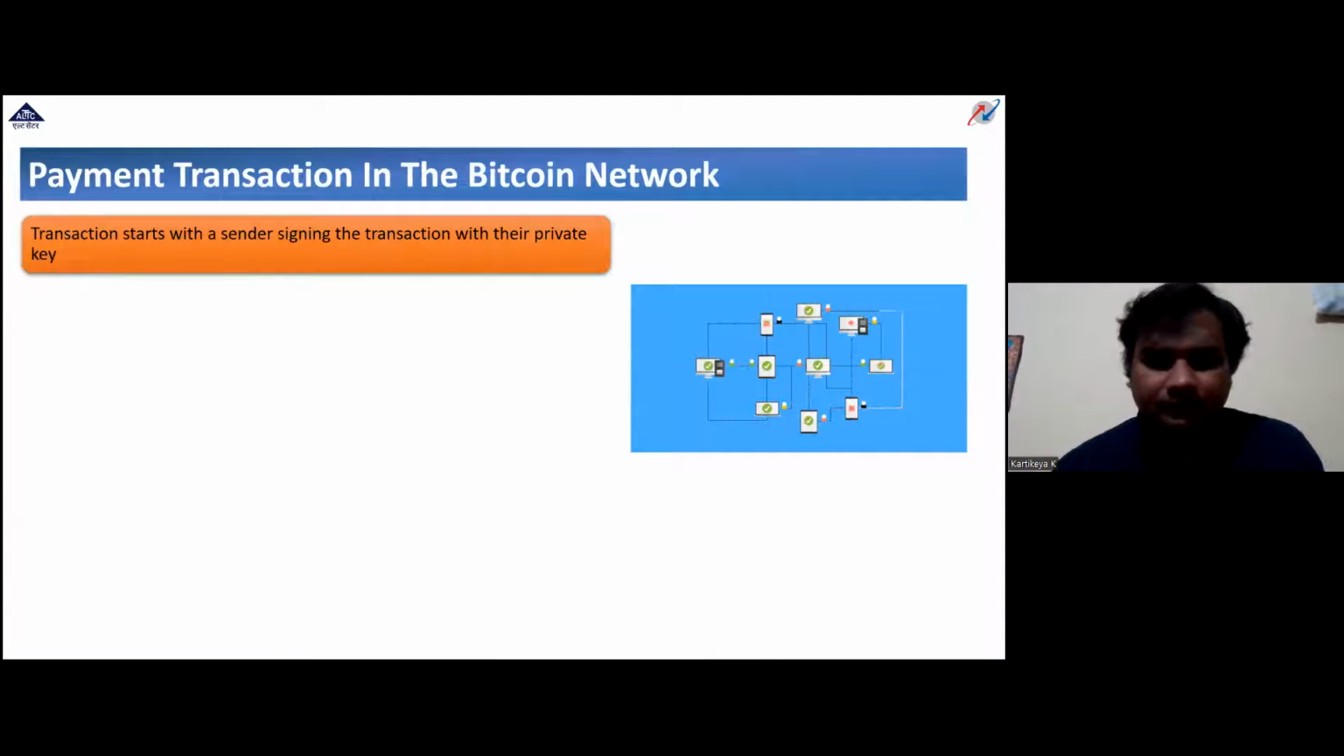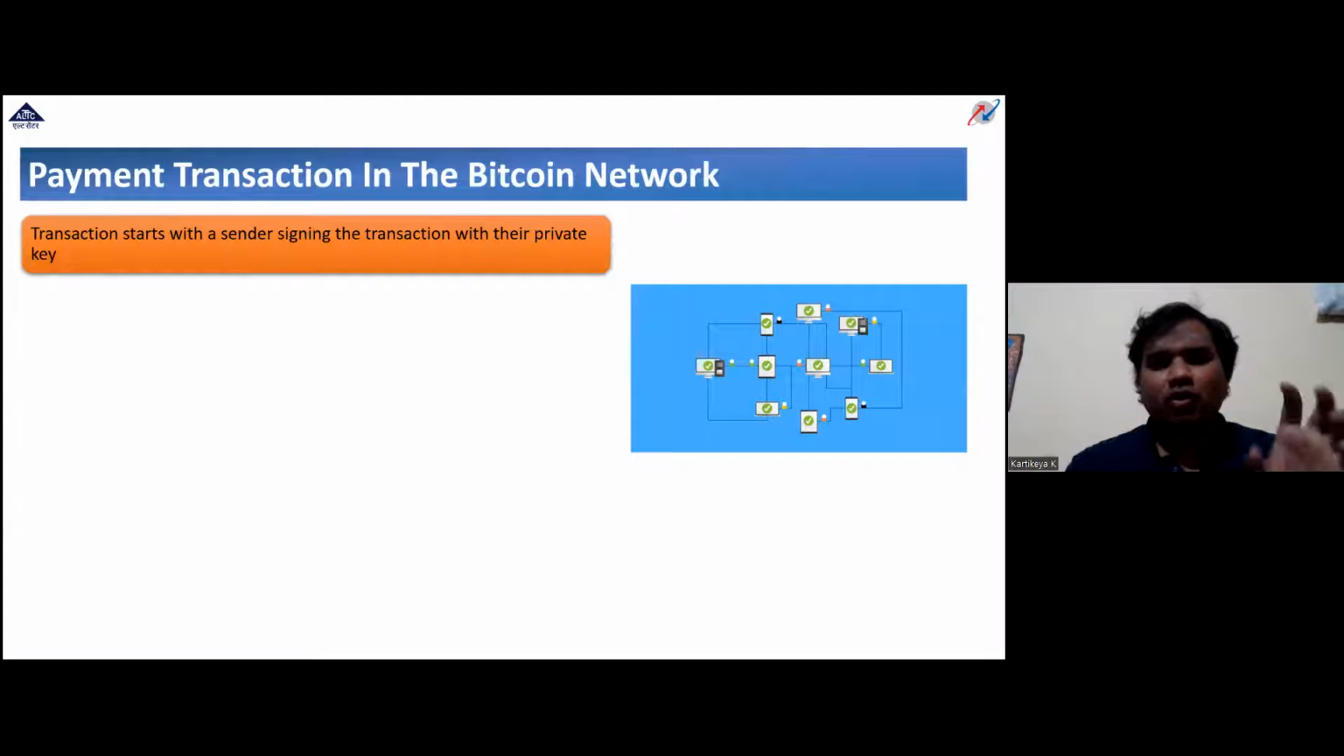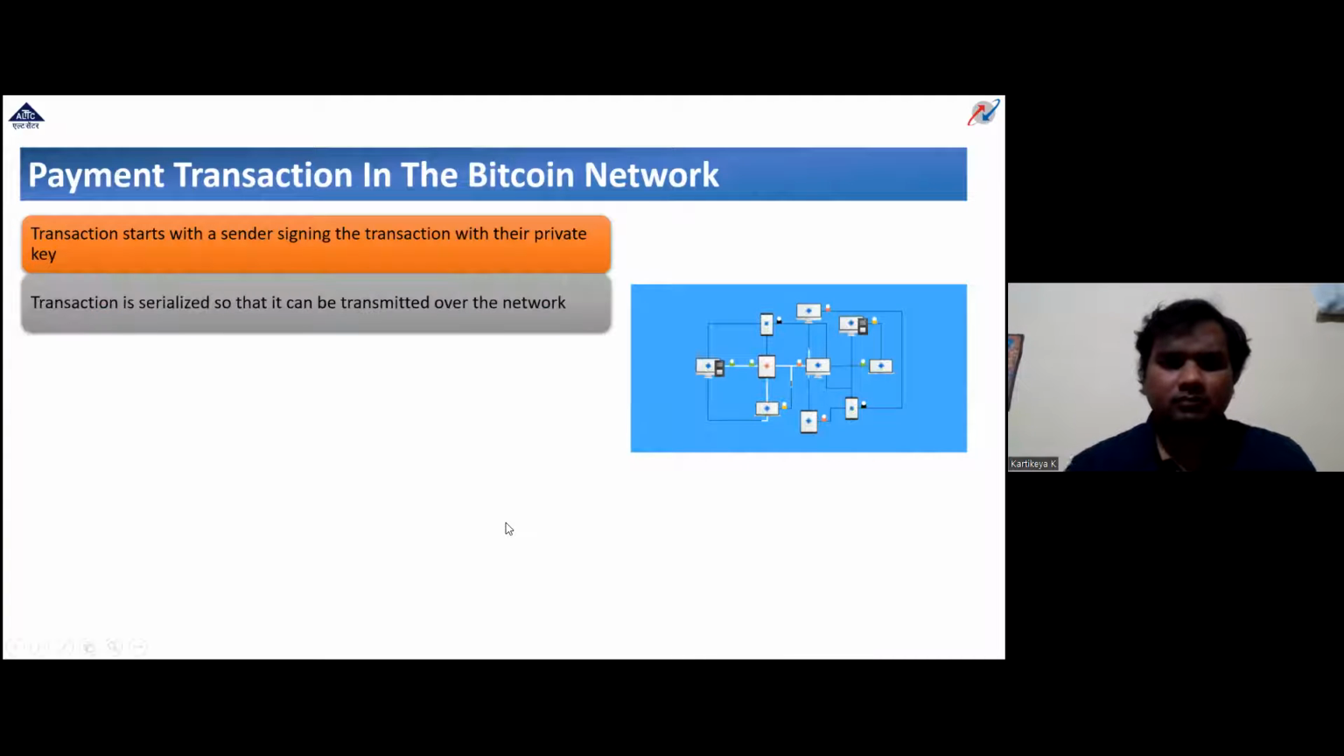Now, the payment transaction in the Bitcoin network. How does this transaction happen? Each and every transaction starts with the sender signing the transaction with their own private key. We saw that earlier, right? Each and every owner will have his own private key. He needs to start with that private key. He has to sign with that private key. Then it has to be transmitted across the network. Why? Because miners have to authorize that transaction, right?